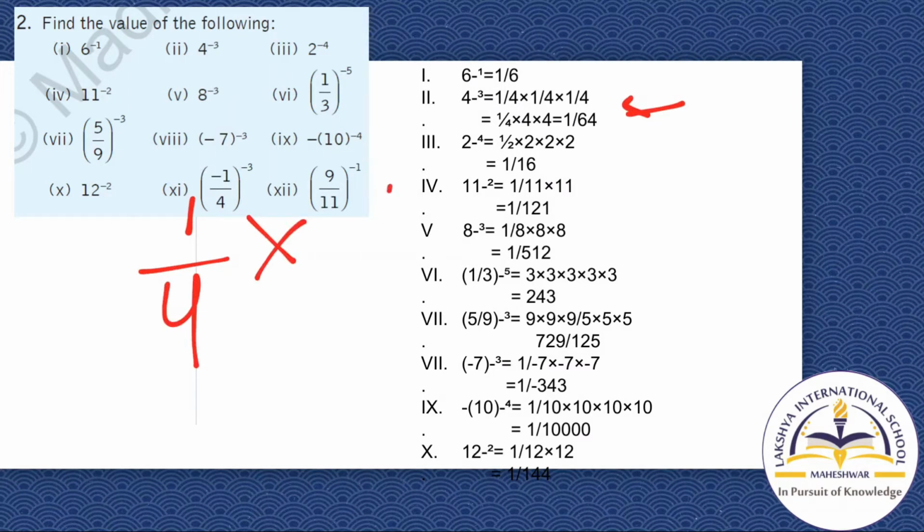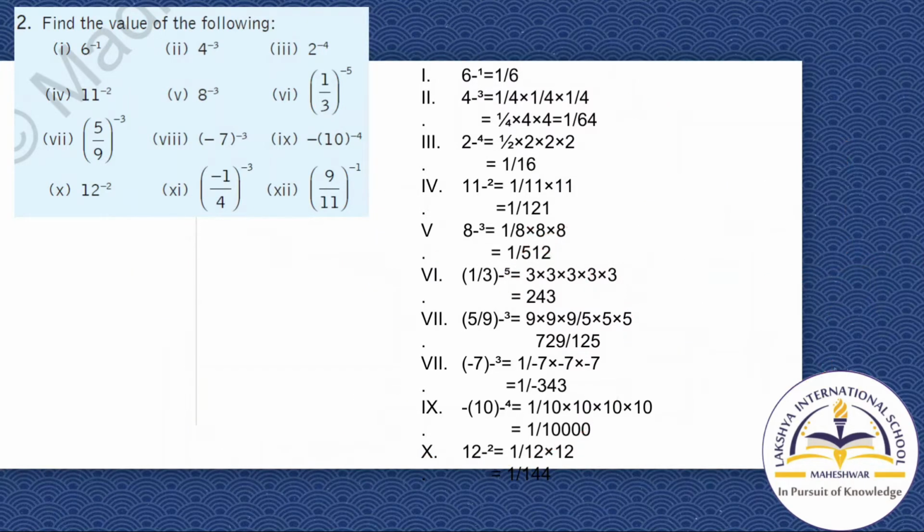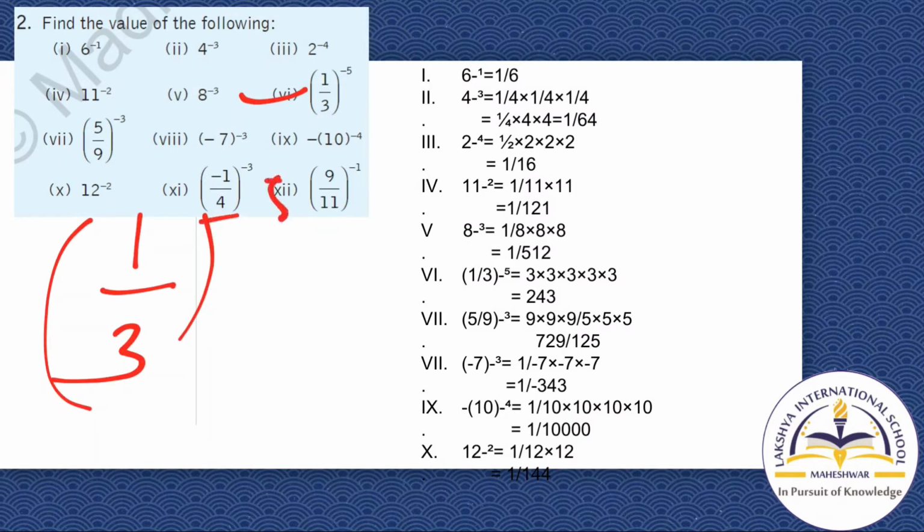1 by 4 into 1 by 4 into 1 by 4. Now when we solve this, 1 into 1 into 1 we will get 1. 4 fours are 16, 16 fours are 64. This will be the answer. Now we will see question number 6th. 1 by 3 to the power minus 5.